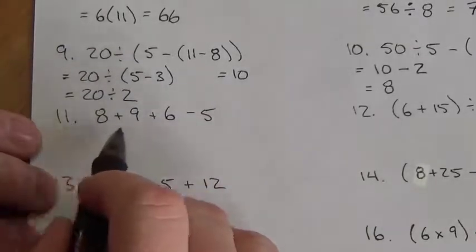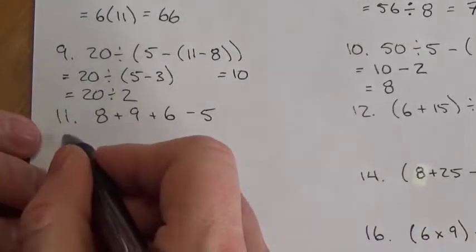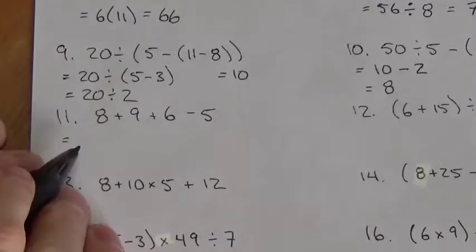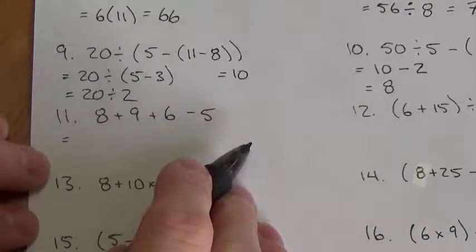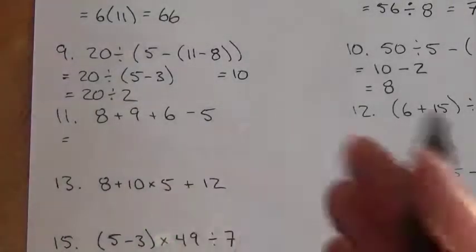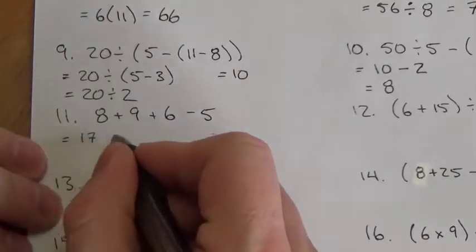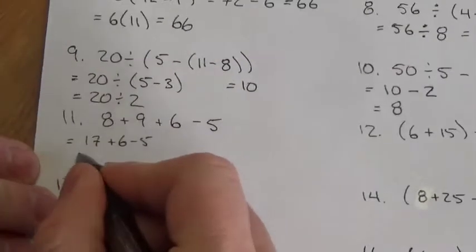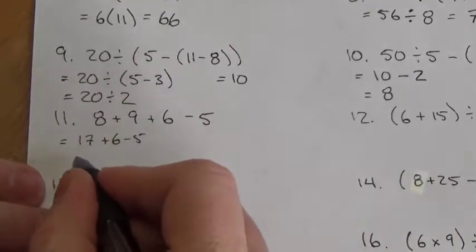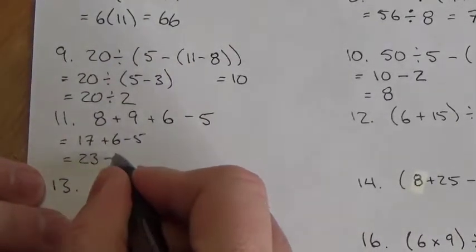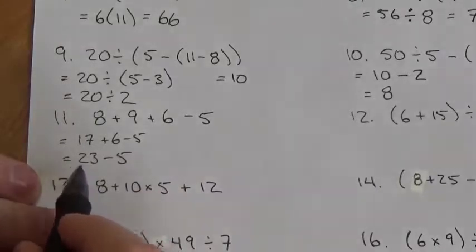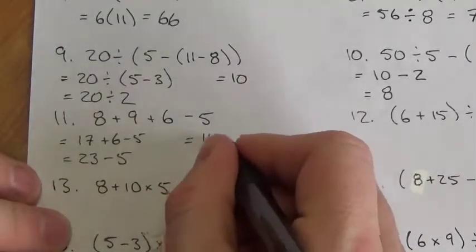Over here, okay, now we've just got a list of addition and subtraction, and so here we simply do this from left to right. Okay, don't worry about doing subtraction last or whatever here. We just go left to right here. So 8 plus 9 is 17. 17 plus 6 is 23. And then 23 minus 5 is going to equal 18.